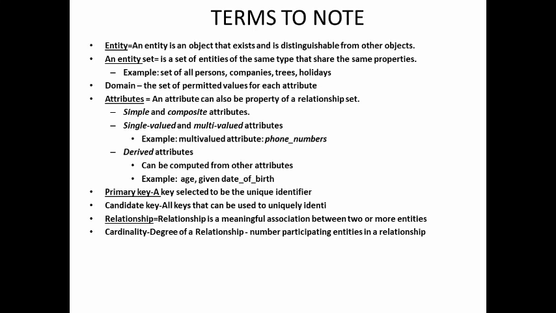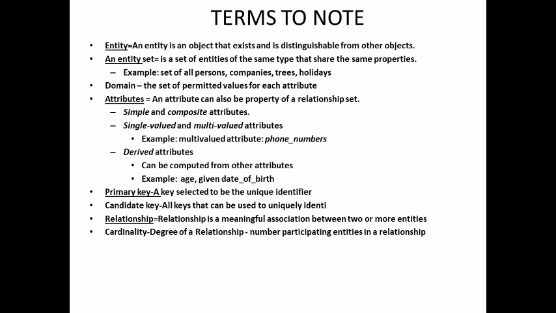When we're talking of an entity, as I've said, it is anything that we can collect information about, and an entity is an object that exists, and that is why it's anything that you can collect information about, and you should be able to distinguish it from other objects. And when we're talking of the entity set, we are looking at it from the perspective where we have a grouping of some sort. Example, we have a set of all people, companies, trees, holidays. Instead of looking at it from a singular perspective, we are looking at it from the plural perspective.